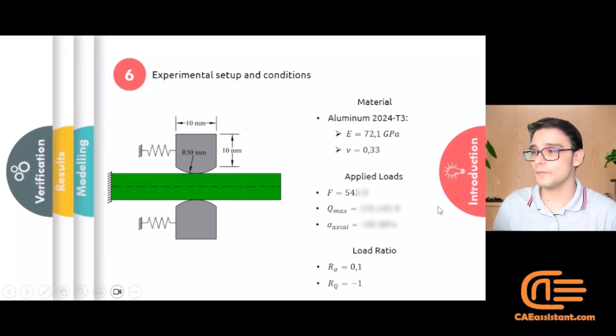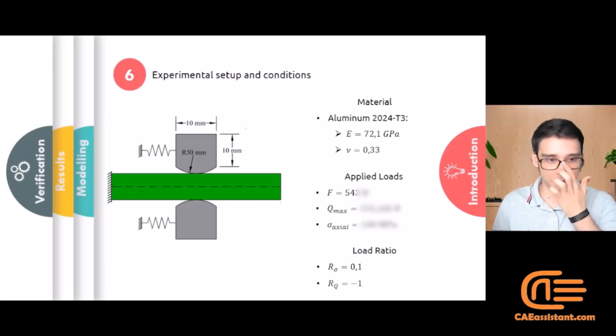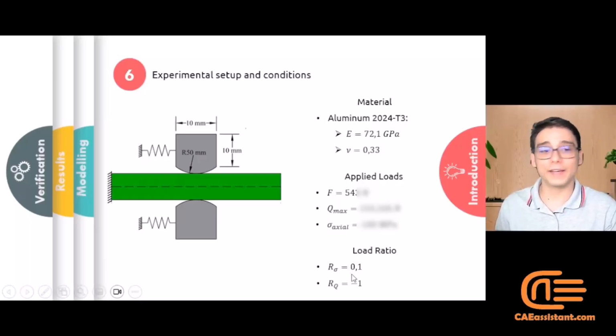And lastly, for the load ratios, since we're working with fatigue, we have to have varying loads. So the ratio between the minimum and the maximum actual stress, the actual bulk load, is going to be 0.1, and the ratio of the tangential load is going to be -1.